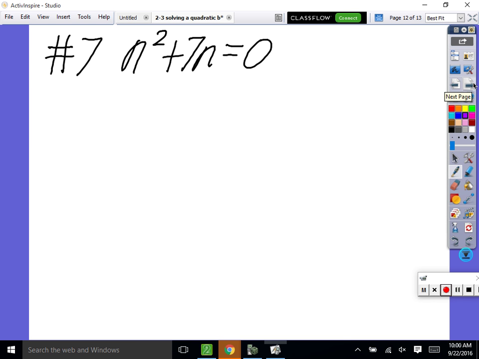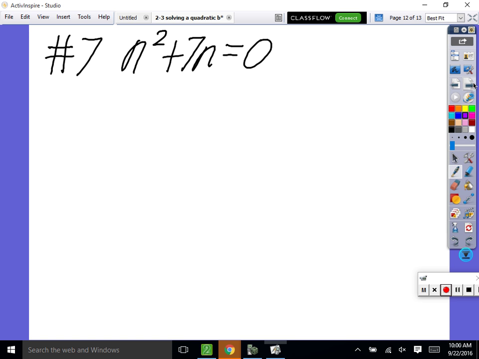So would we on number 7 do what multiplies to be a times c and adds up to be b? What do we always do first? Make sure it's in standard form and equal to 0. Good. So it is, right? So now, once again, we would not do what multiplies to be a times c yet. We would look to see if there's a greatest common factor, right? So isn't there something in common here?